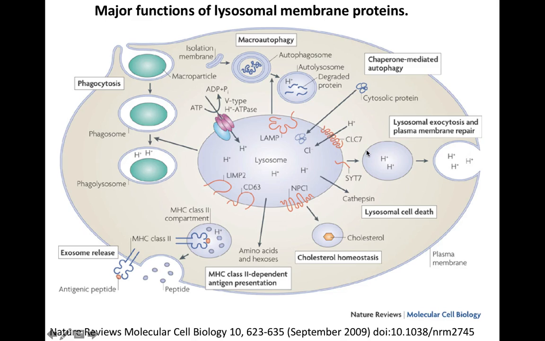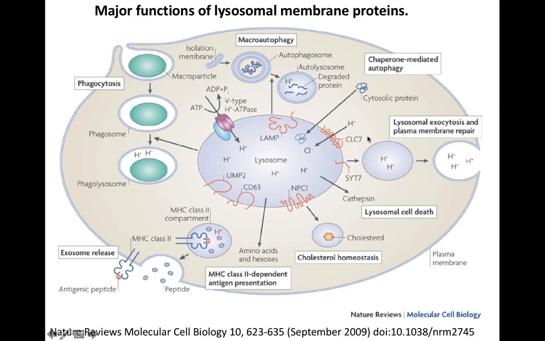Then we have CLC7 proteins. These are transmembrane proteins, and these proteins help in acidification of the lysosomes. So basically they are like antiporters. Antiporter means they will kick one anion or cation out, and then they will put the other one inside the lysosomes.